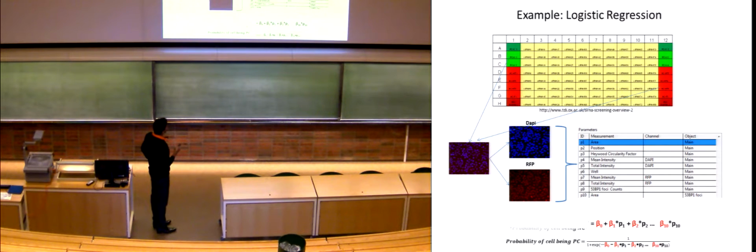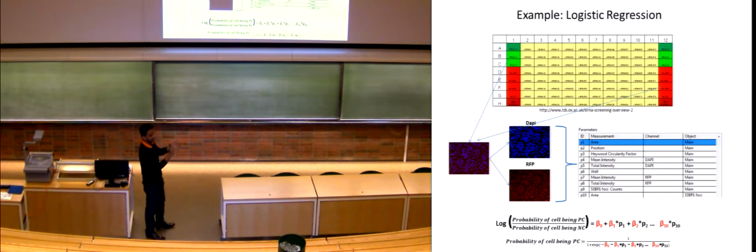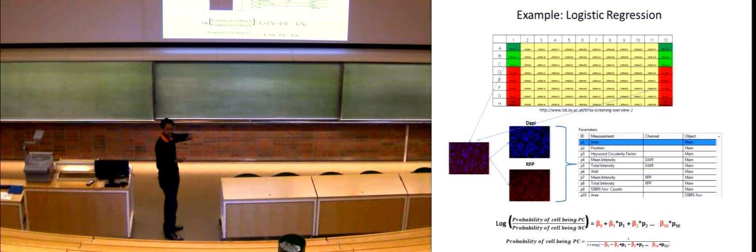Once you have extracted these features, shown as P1 to P10, you can say that the log of the probability of a cell being positive control divided by the probability of the cell being negative control, that is, divided by 1 minus the probability of being positive control, which is nothing but the probability of being negative control, because we have a binary output, right? The positive control and negative control. This is like what we have seen in the smoking example, whether or not you smoke, yes or no. Likewise, we have positive control and negative control.